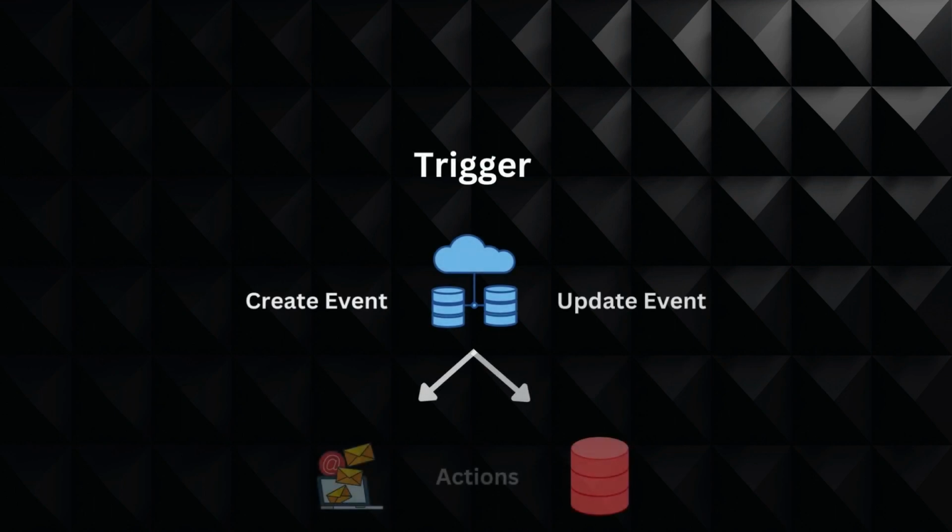First of all, what is a Salesforce trigger? A trigger is a piece of code that is automatically executed by Salesforce in response to a specific event, such as the creation or update of a record. Triggers are used to perform custom actions, such as updating related records or sending an email notification.